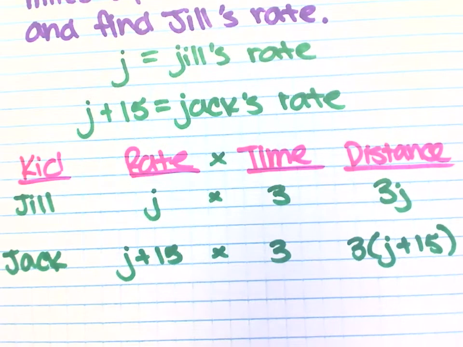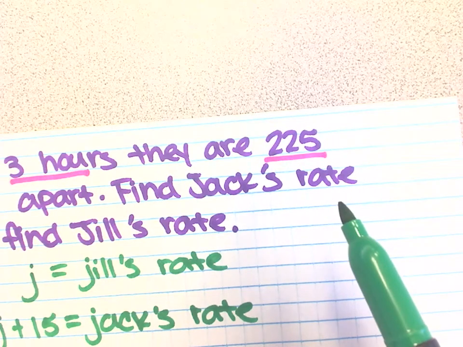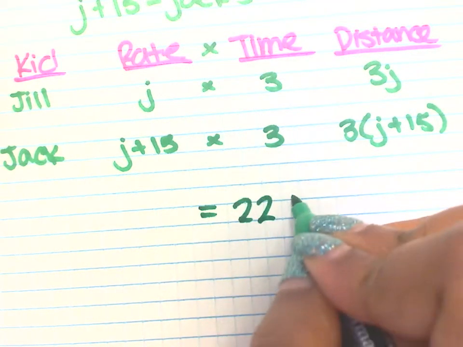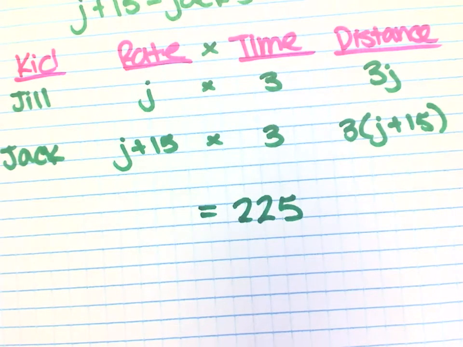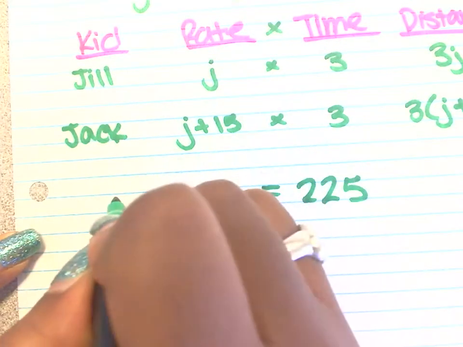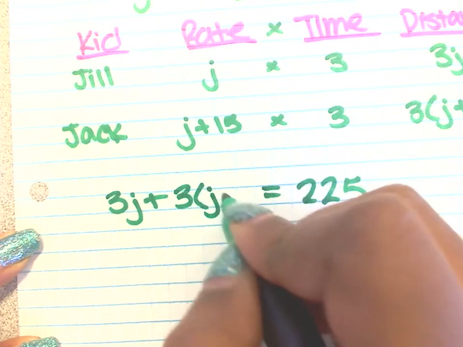Awesome. So now we need to take both of our distances, but we don't put them on either side of our equal sign; it's not going to work for this one. In opposite directions, it told us in the problem that they ended up being 225 miles apart. So that's our equals. That's our total. 225 miles apart is our total at the end of the day. That's how far apart they were. So now we need to see what their rate is. So we have 3J, which is Jill's distance, plus Jack's distance, 3 times the quantity of J plus 15.